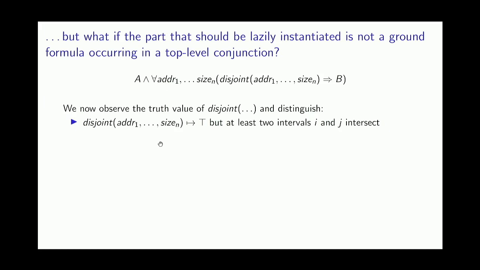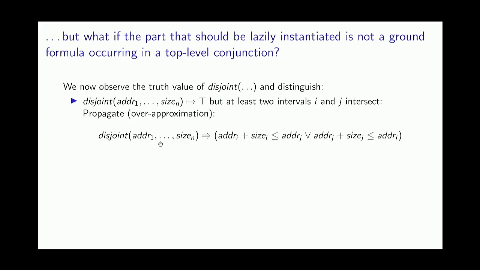The first one is the solver says, oh yeah, this uninterpreted predicate disjoint is assigned to true, but there are at least two intervals that are intersecting. Okay, we don't want this case, so we now propagate an over-approximation that says, if you assign this predicate to true, then these two intervals that are intersecting should not intersect. Okay, the solver will backtrack, everything is fine.